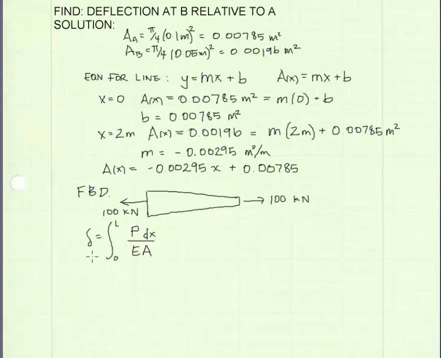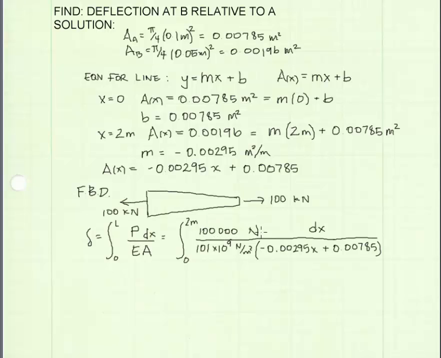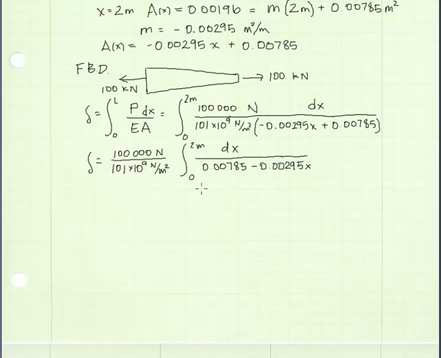We can now calculate the deflection in the member. It's going to be equal to the integral from 0 to L of the internal force P divided by E and A. For P, I've substituted in the value of the internal force, 100,000 newtons. E, we were given the value for modulus of elasticity as 101 gigapascals. That's 101 times 10 to the 9th newtons per meter squared. And the term for area is this equation that we derived above. In this step, I have simplified slightly our integral, and now I am ready to do the integration.